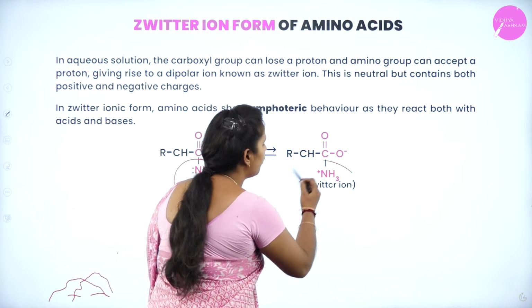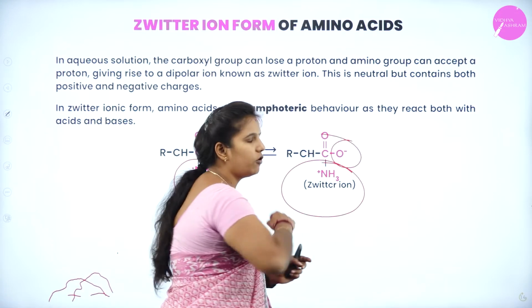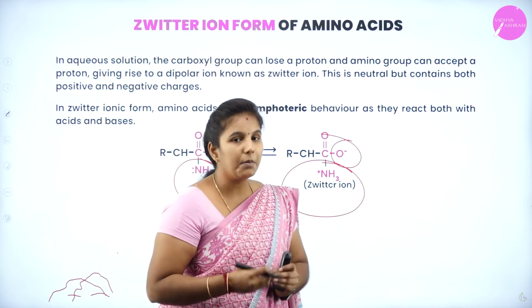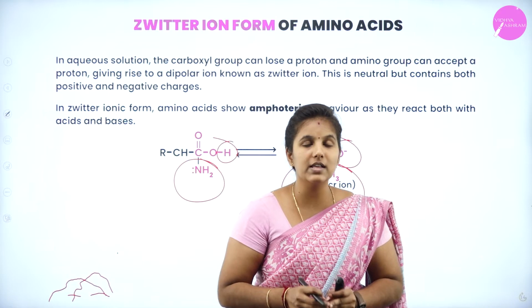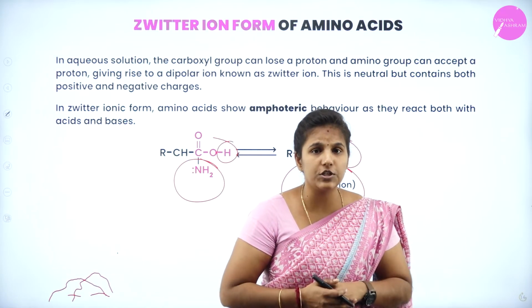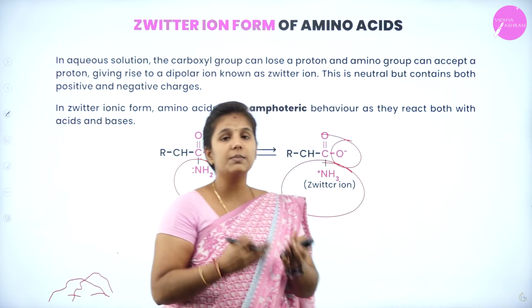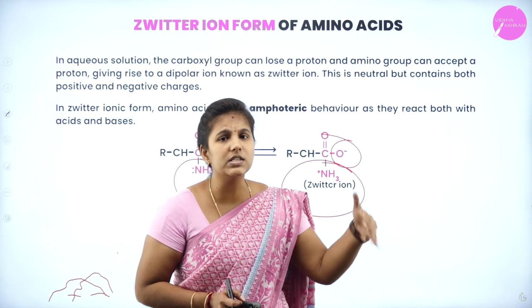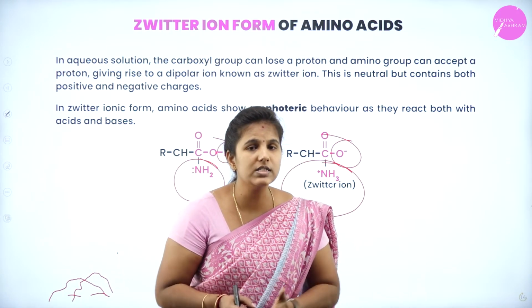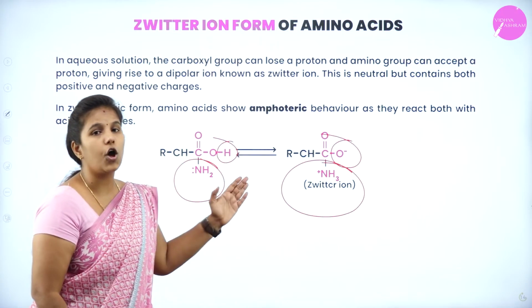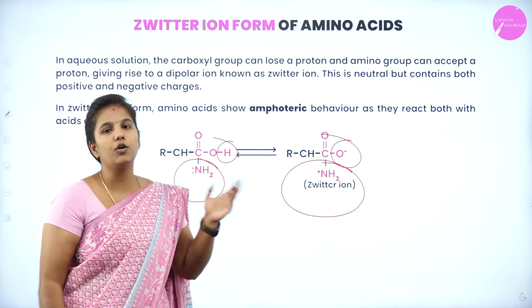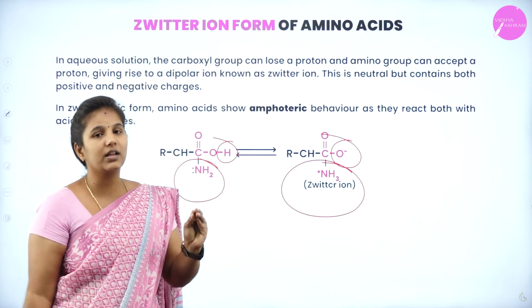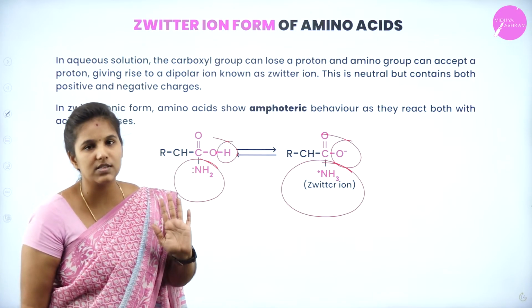This formation of NH3 plus and COO minus in the amino acid is known as Zwitterion formation, where you can see that there is a possibility of two different ions, both cations and anions, being formed. How does it form? Only because of the loss of one proton and gain of one proton. Where does it occur? Especially in the aqueous solution.